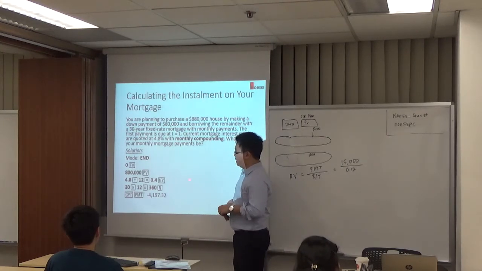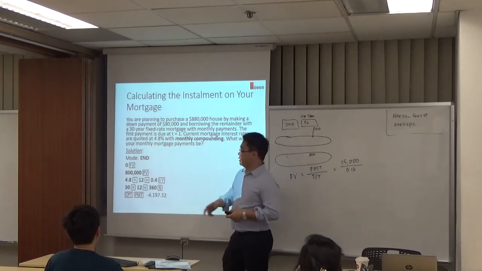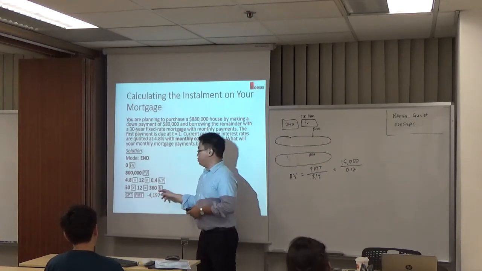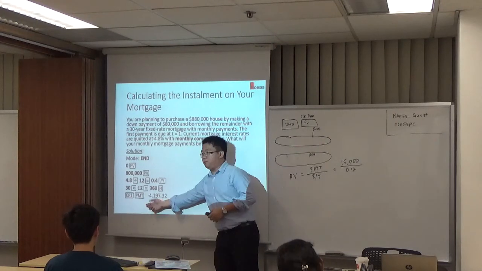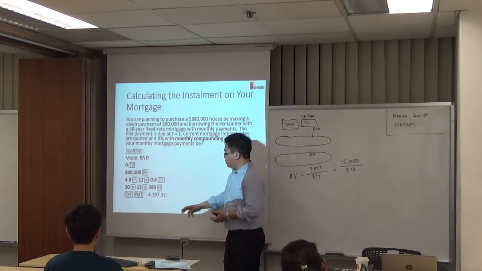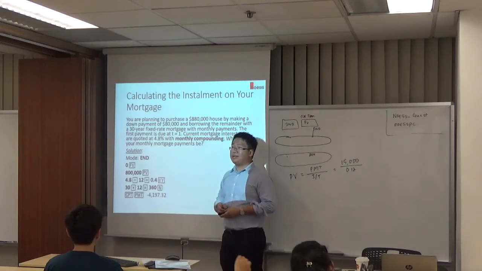Okay, interest rate. Then for the period here is 30 years, but interest is paid monthly. So you need to take 30 times 12, that equals 360 months. Save it as your N. Then lastly, compute your payment. This is just a different application of the calculator. So you will get about 4,197.32. That's your average monthly payment.